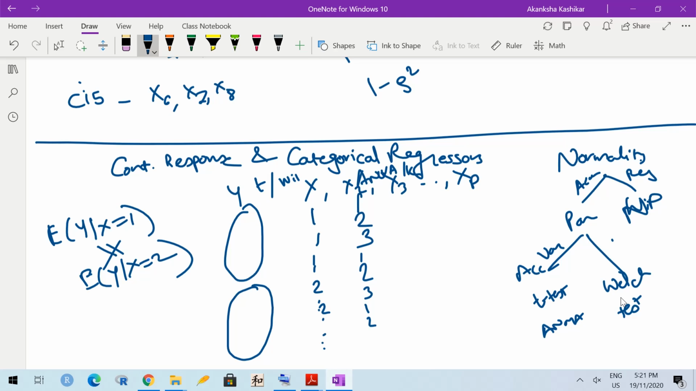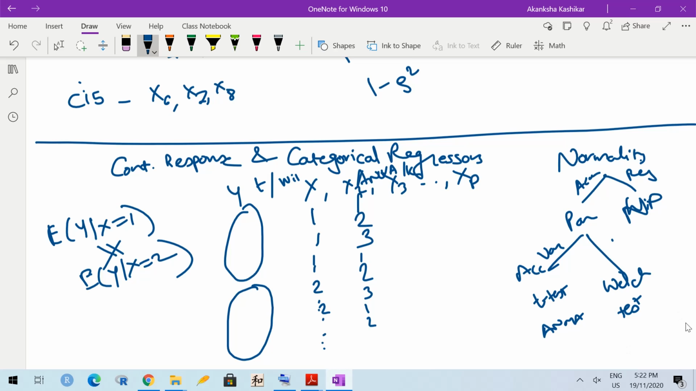Is it okay? So I have a continuous response Y and categorical regressors. What I would do is check whether the conditional mean of Y is different for different groups. If it is different, then only I will retain that variable in my model. If it is the same, meaning my null hypothesis is accepted for ANOVA, then I will delete those variables. Is it okay?